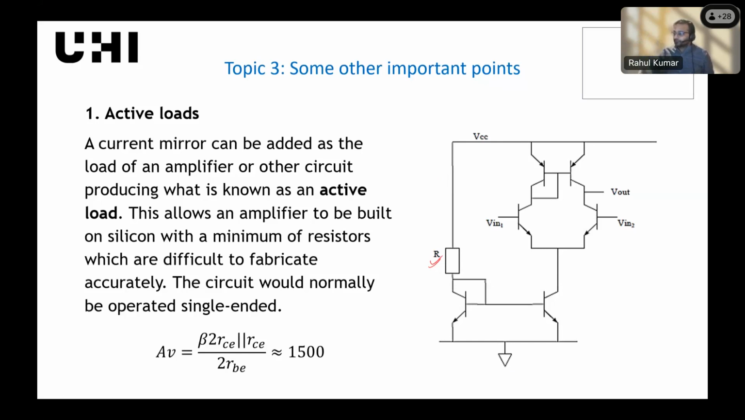So therefore, we can use a transistor to implement the resistor, and we have something called an active load. So active load is basically resistances which are implemented using transistors. Okay, but you don't have to worry too much about this. You don't need to know the formula or the working for this.